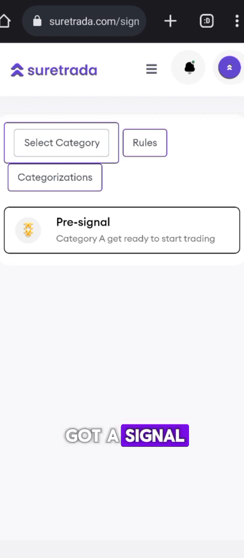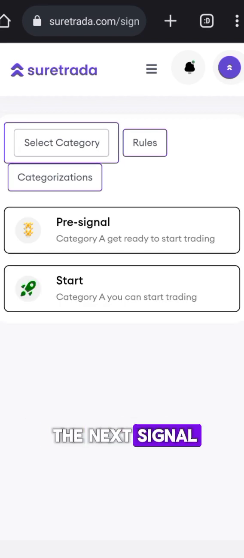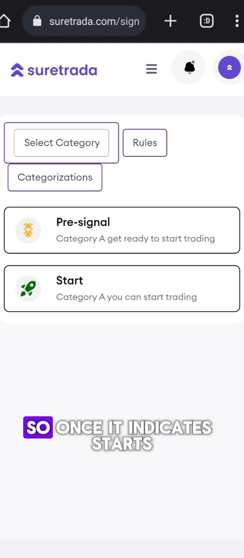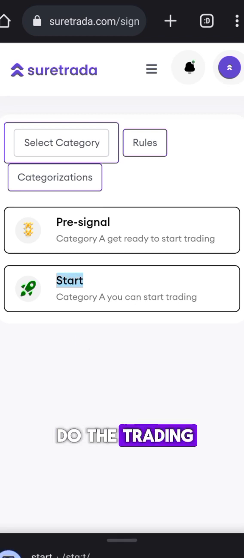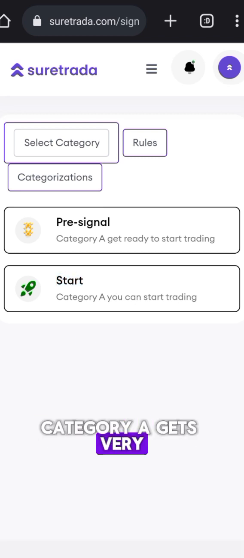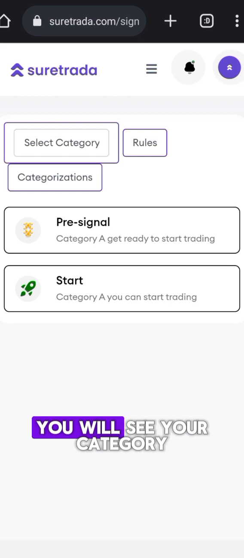So once you have a signal that indicates your category, you move on to the next signal, and the next signal indicates to start. So once it indicates start, that simply means you need to start trading. So how do we do the trading? Well, like I said, category A, category B, category C. Before you start trading, you must know your category.